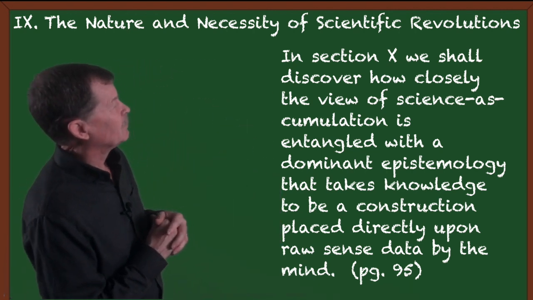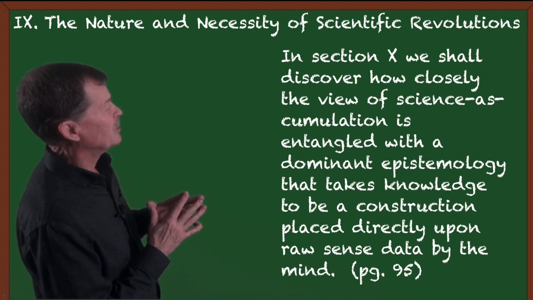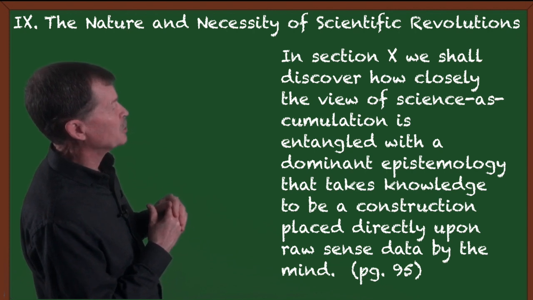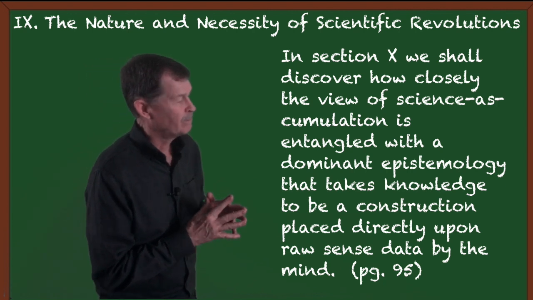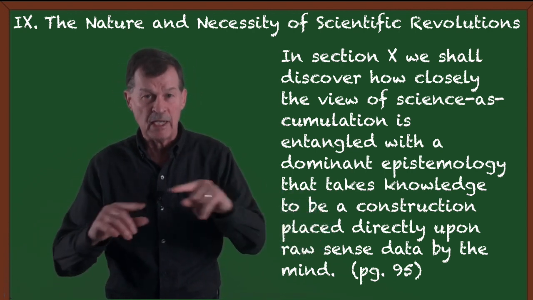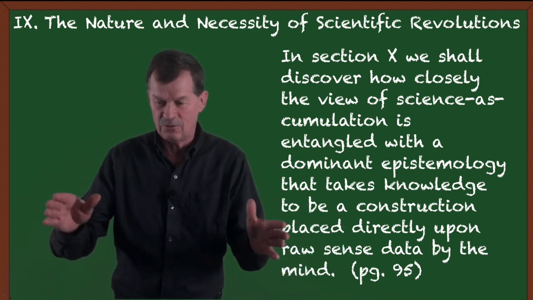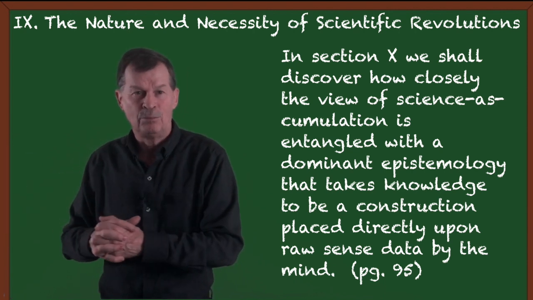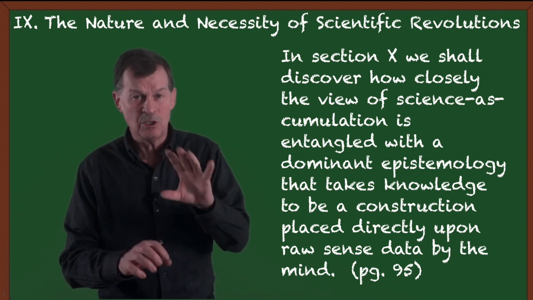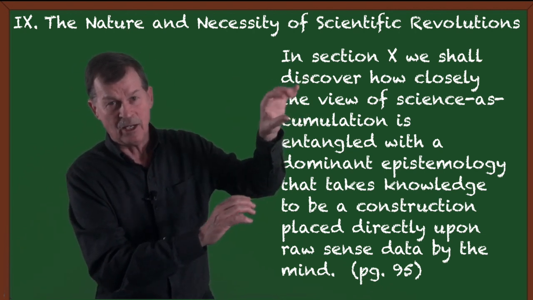In section 10, this is section 9, in chapter 10, we shall discover how closely the view of science as accumulation is entangled with a dominant epistemology that takes knowledge to be a construction placed directly upon raw sense data by the mind. Okay, so what he's saying is that those that promote the image of science as a successive, linear, accumulative process, that comes from a certain epistemological school. And so epistemology deals with knowledge. Epistemology is the foundation, the choosing of the reliable source of knowledge, and it's the methods, what methods you choose. It has to do with knowledge.